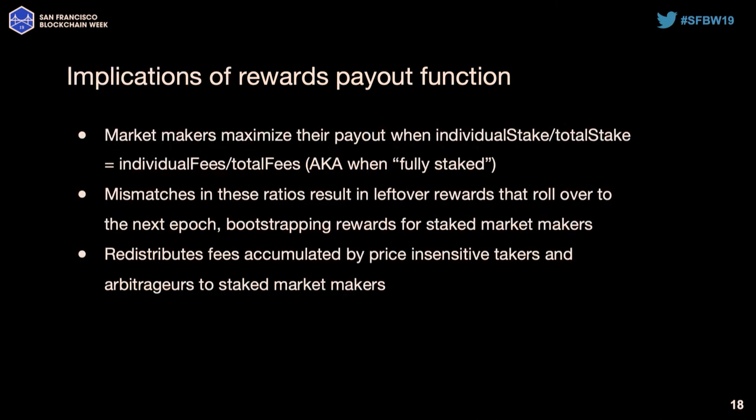So what are the implications of this rewards payout function? Market makers end up being able to maximize their profits as long as their individual stake over the total stake is equivalent to their individual fees collected over the total fees collected. We refer to this as being fully staked. If there are mismatches in these ratios amongst all the different market makers, there are actually some rewards that are not paid out in a single epoch, and these rewards end up being distributed to the next epoch.